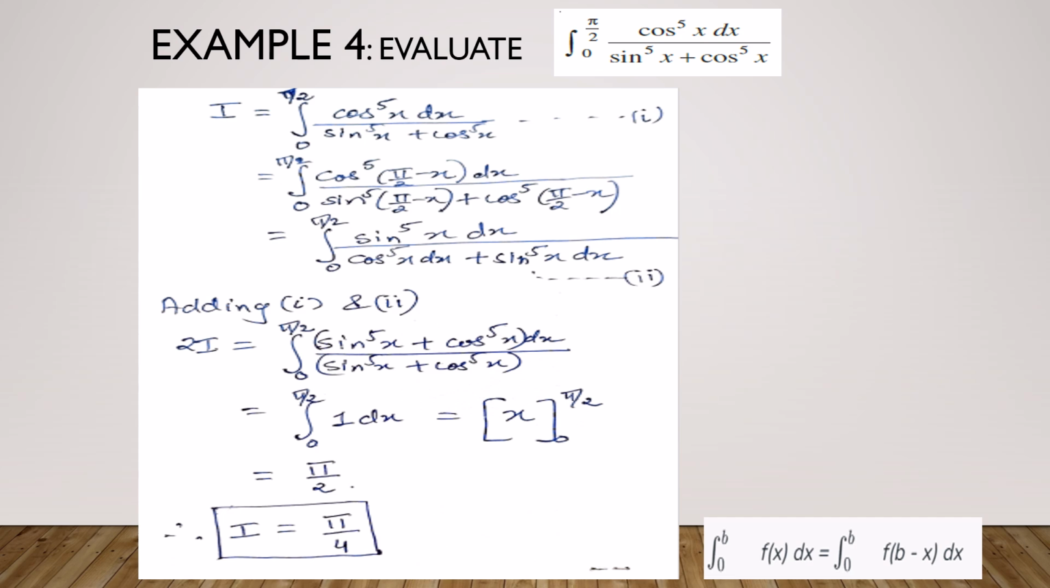Add 1 and 2. So what will you get? Integral 1 dx. See how simple it becomes, correct? Whenever, how will you know how to use this method? Just see the numerator and the denominator. In the numerator cos raised to 5 is there. In the denominator sin raised to 5 plus cos raised to 5 is there. So try to make it in that manner. Now integral 1 is x. Put the limits, you get the answer pi by 2. 2I, why? Because we are just adding both the terms. So 2I is equal to pi by 2, means I is pi by 4.